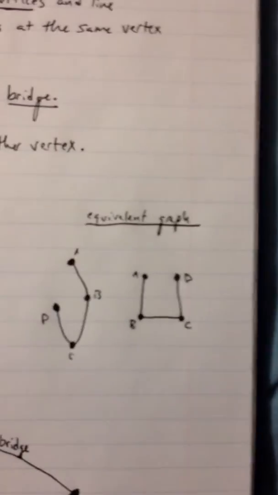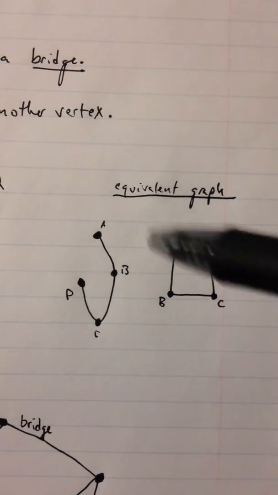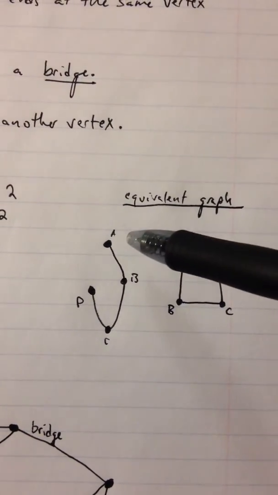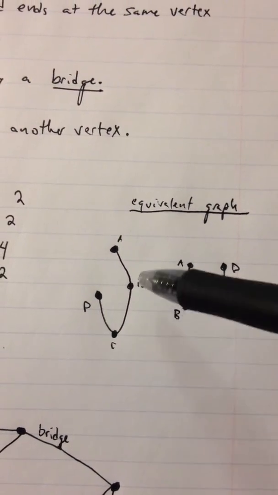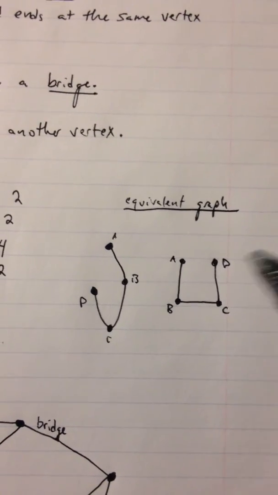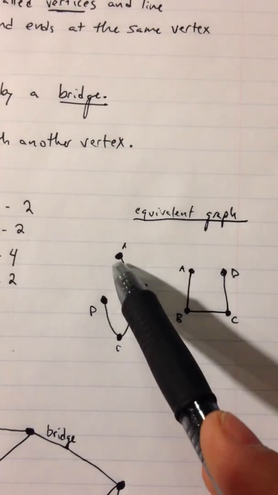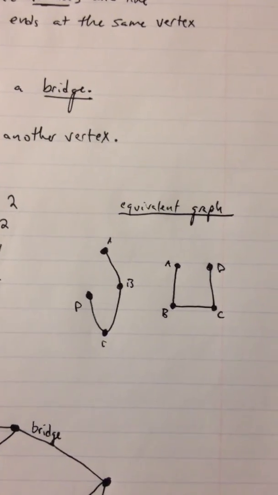And then a quick word about equivalent graphs. Two graphs are equivalent if their lines relate to the vertices in the same way. So you can see that even though these graphs don't have the same shape, there is still only one line in between each of these points, which means these two graphs are equivalent.